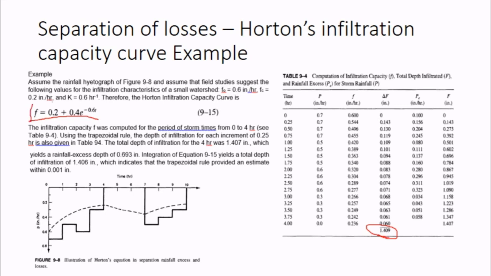What you do is type this, replace the t with x, and put limits from 0 to 4 hours. Then you get 1.406, which indicates that the trapezoidal rule provides an estimate within a close margin. So actually they are the same, since the integration is where the trapezoidal result comes from anyway.